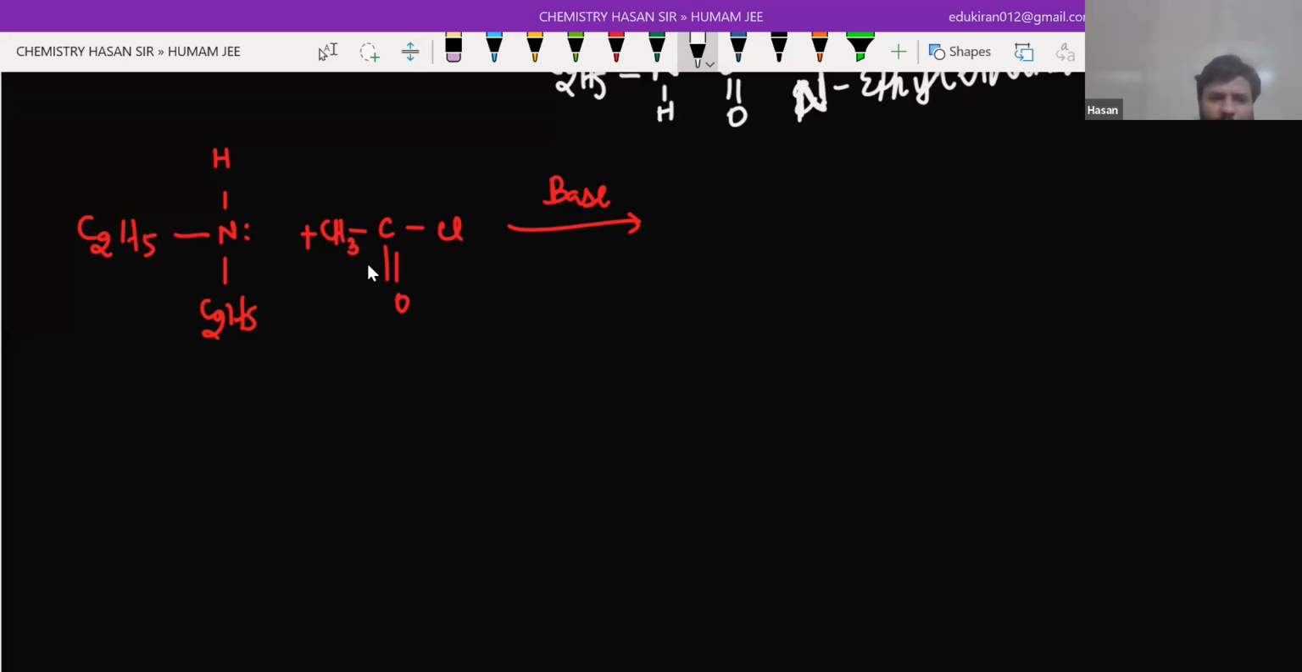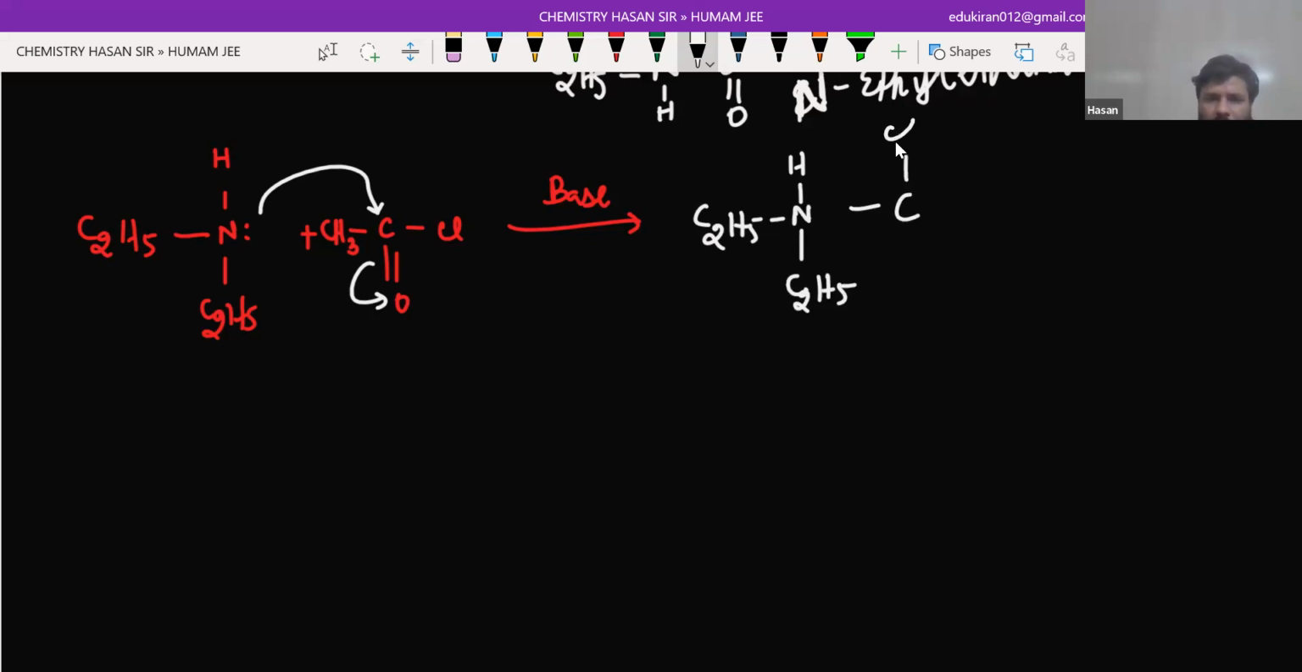So see what will happen, very simple. This will be going like this, so this will be attacking on this. So what we will have: C2H5, N is there, hydrogen is there, C2H5 is there. Now you know that this is attacking on carbon, so carbon is there, and CH3 was there, and this becomes O negative, and there is Cl. Now you know that there is positive charge which is unstable. So in order to get stability, this will be taking its electron, this will be leaving like this, and this will be going like this.